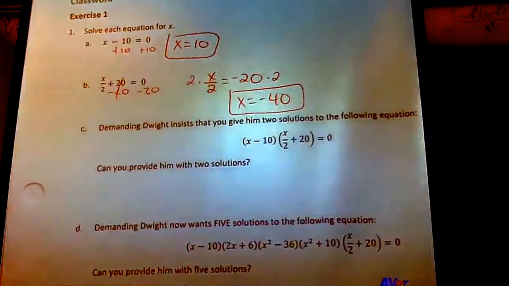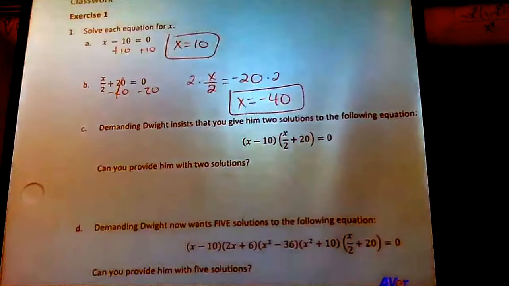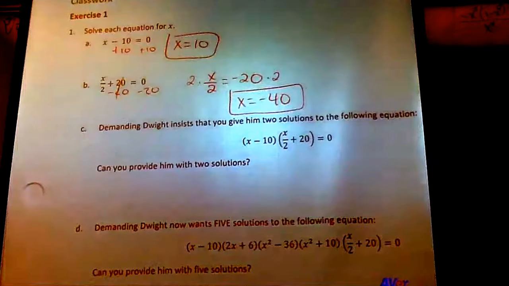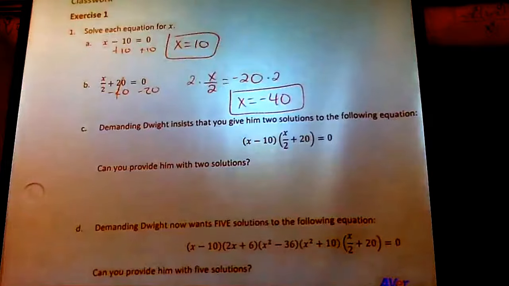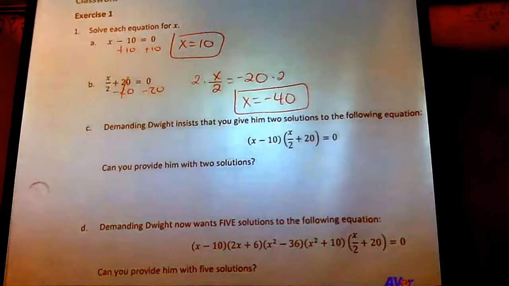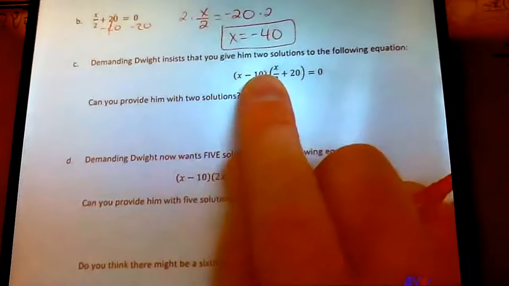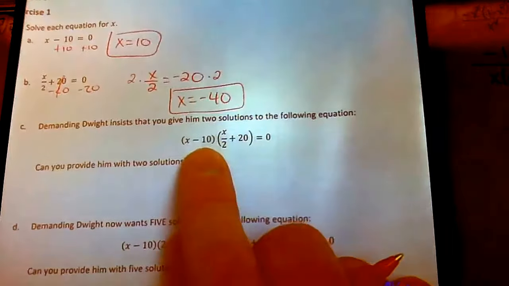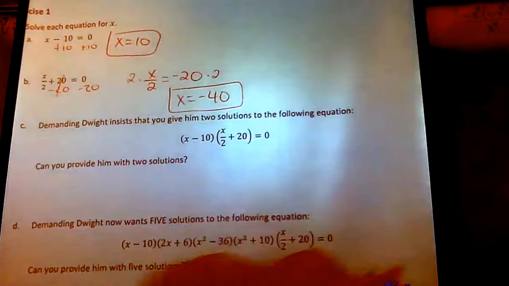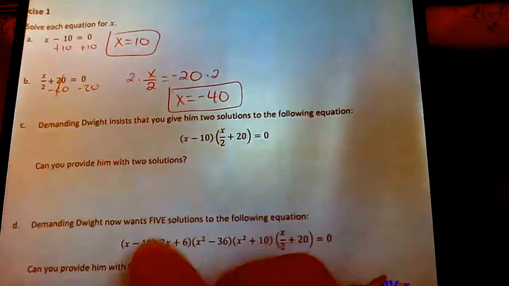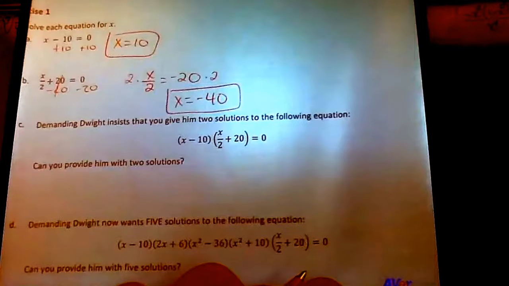Sorry. Demanding Dwight thinks you should tell her you need module 1. No, his name is Demanding Dwight. Okay, anyway. So, a solution means whatever you plug in for x, you should get 0, right? Mm-hmm. Can you think of anything that might work?